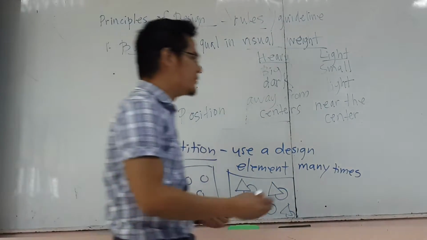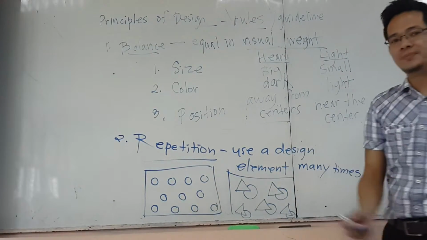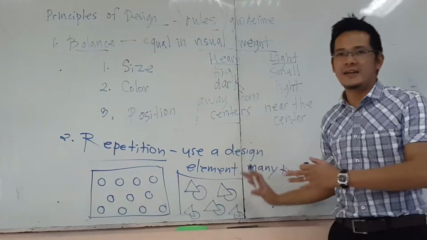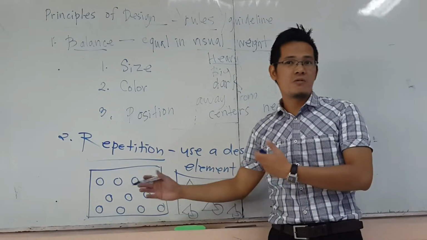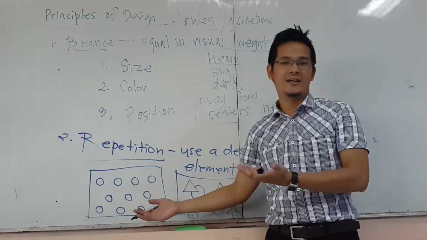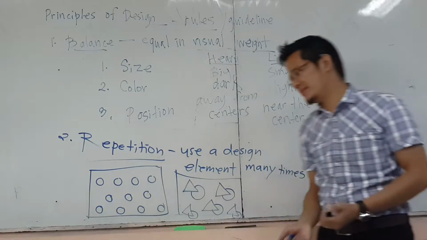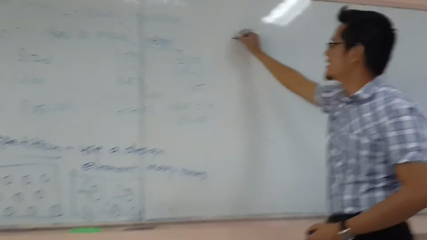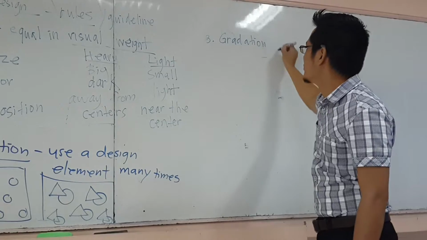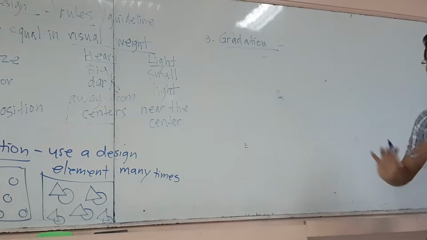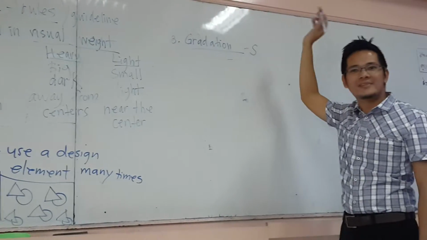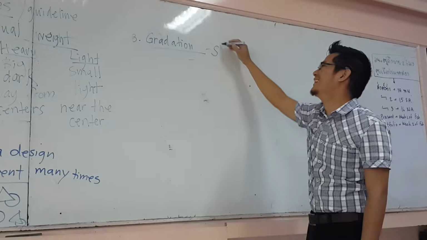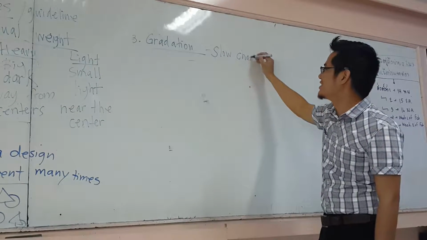All right. Now, if you notice this picture, if you repeat one design only, sometimes it can be boring, right? Because it's the same. So number 3 is important. Number 3 is gradation. So what did we say about gradation? So we want to make a change, but what kind of change? Slow. Very good. Slow change.